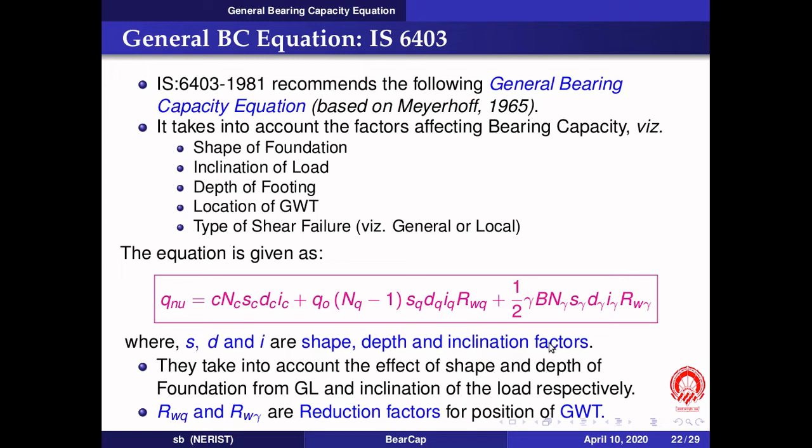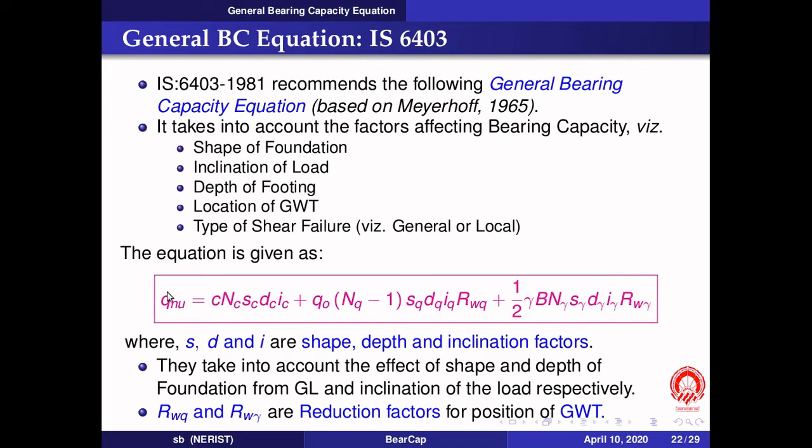Okay, and this RWQ and RW gamma are the correction factors for location of water table. They are also divided into two components. One is the component affecting the surcharge, and one is the factor affecting the frictional resistance due to weight part of the total resistance.